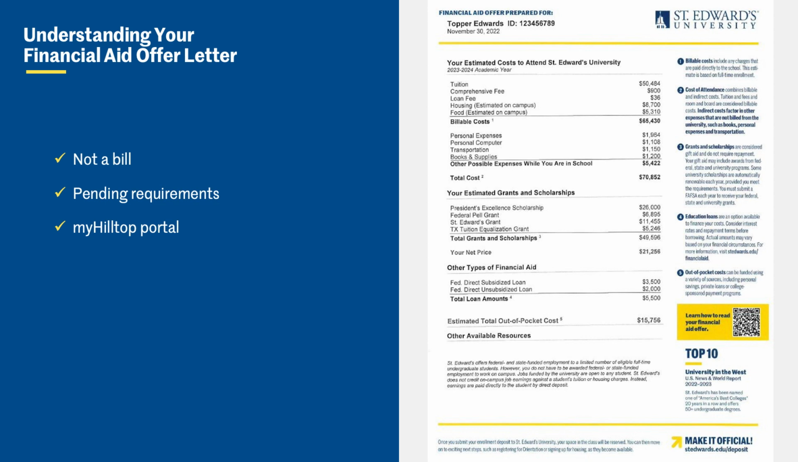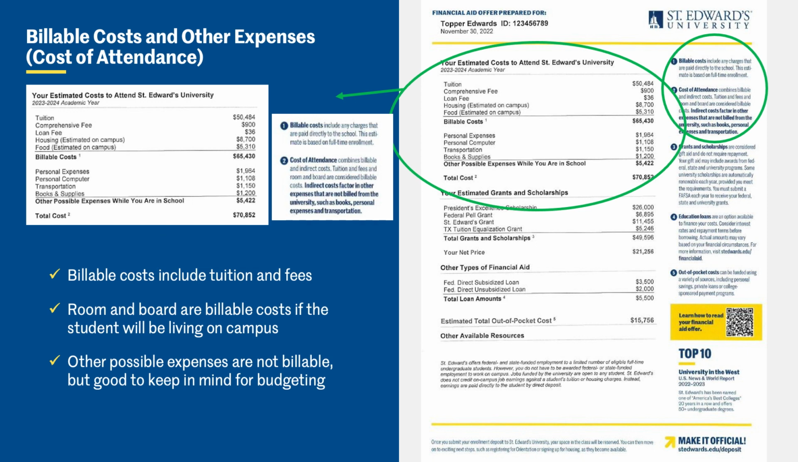The first section of the offer letter is estimated costs, which consists of billable costs and other possible expenses. This is also known as cost of attendance. Billable costs are those items you expect to see on your student bill: tuition and fees, of course, and room and board if you will be living on campus. The loan fee in this section is only for those students who would be using their student loans.